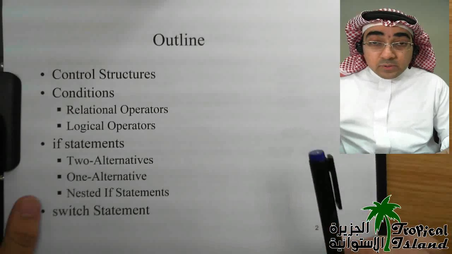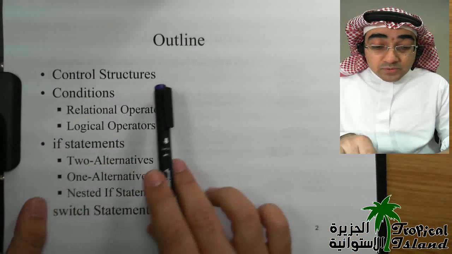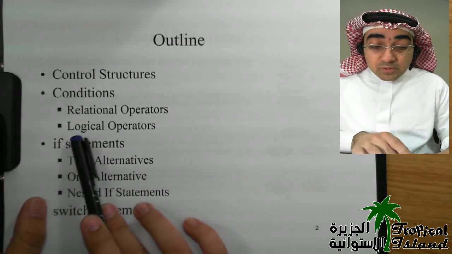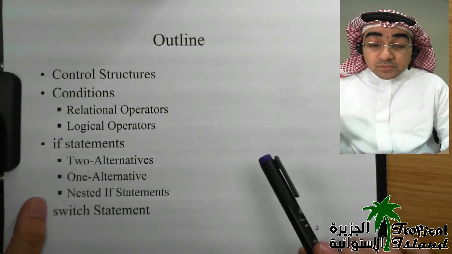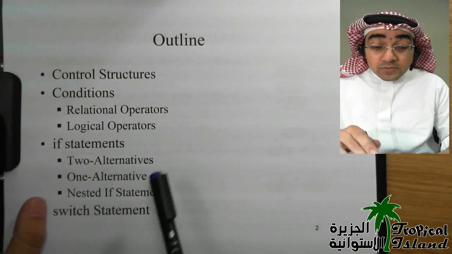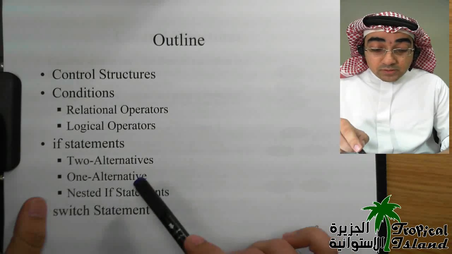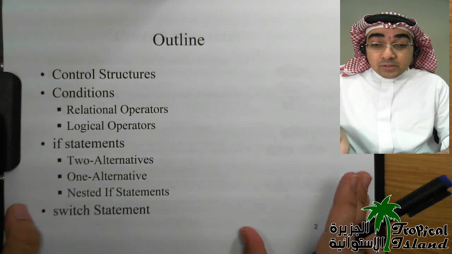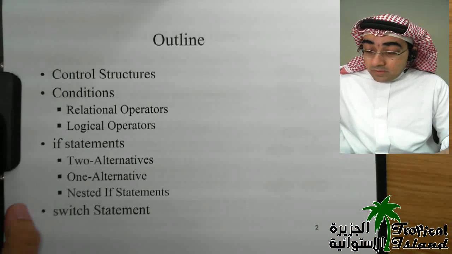So an outline of what we're going to learn today is the control structures, and we're going to talk about conditions, relationship operators, logical operators, if statements. Okay, and in if statements we're going to be talking about two alternatives, one alternative, and nested if statement. And at the end we're going to be talking about the switch statement.